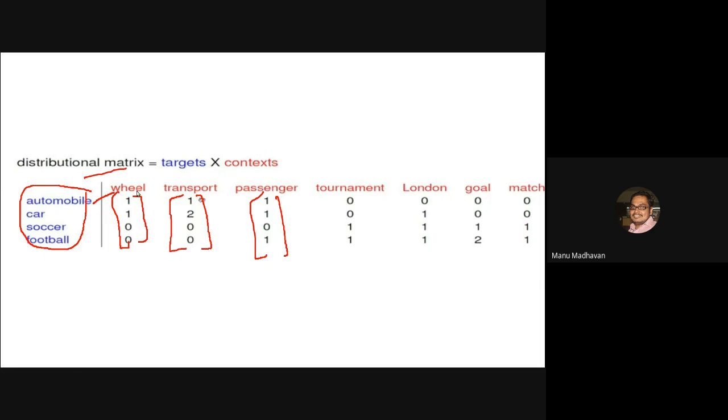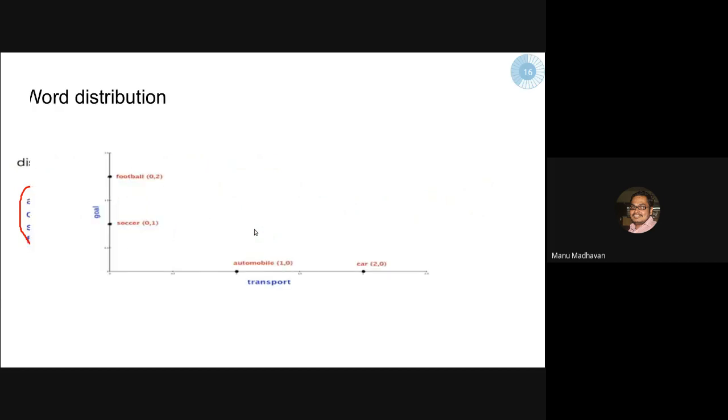So we can check how close wheel and transport are, or wheel and passenger, wheel and tournament, or wheel and London. You can see 1100 and 0111. So wheel and London have a smaller distance, and wheel and goal is very far. Wheel and match are very different. Or you can even take the cosine similarity, by taking the dot product between these two vectors. Anyway, we can measure the similarity or distance between these two things. You can see how close or how far each of them is.